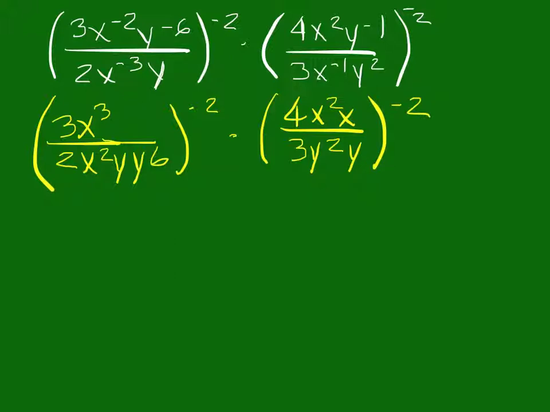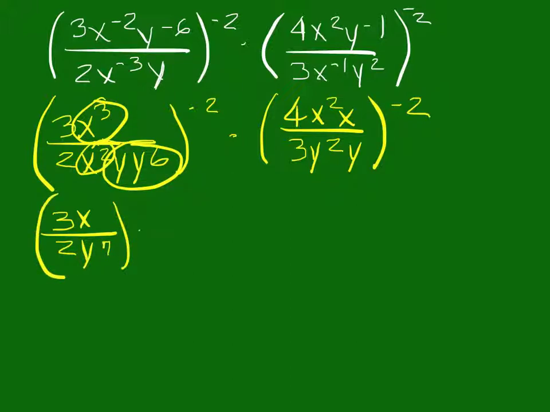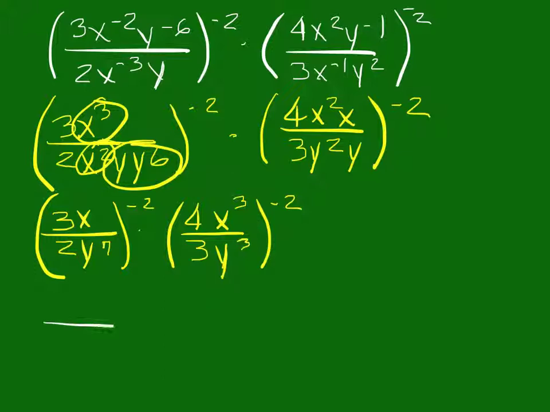Simplify what you can. 3 over 2 stays the same, but x to the 3rd over x squared is just x on top, and you have a y to the 7th on the bottom. Still to the negative 2 power. And then on the right you have 4 over 3, and you'll have a couple of x's on top there. That's going to make x to the 3rd, and on the bottom you also have a 3rd power from the y. Now, flip them and let the exponent act on them. So you would have 4y to the 14th on top and 9x squared on bottom.